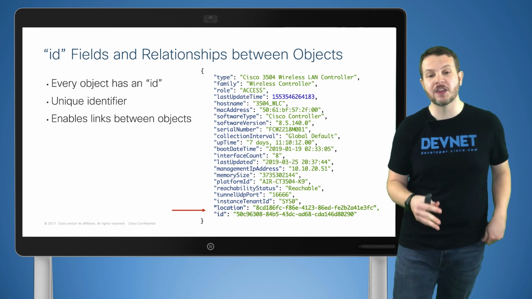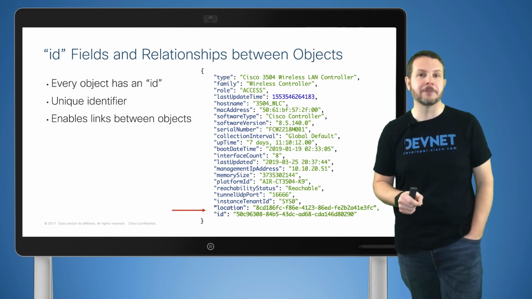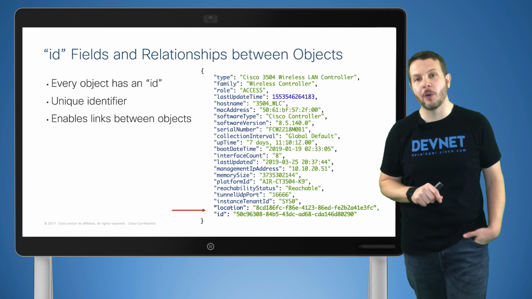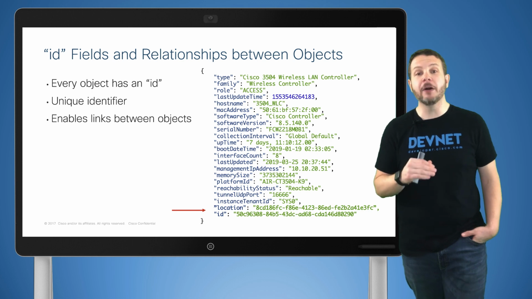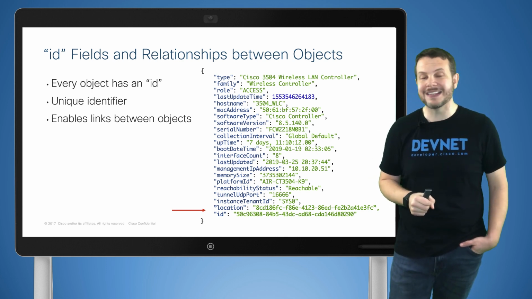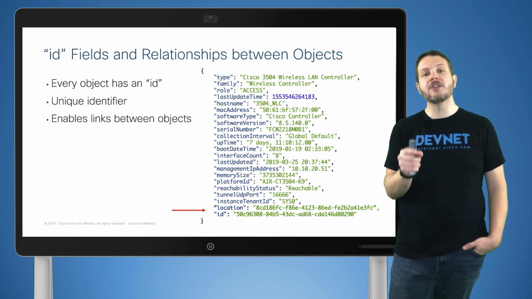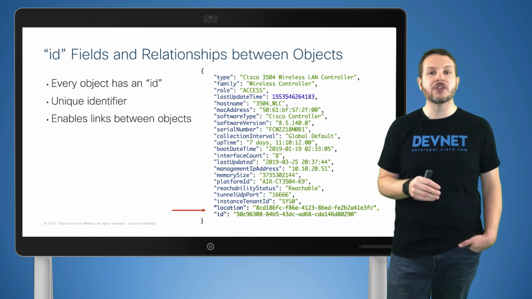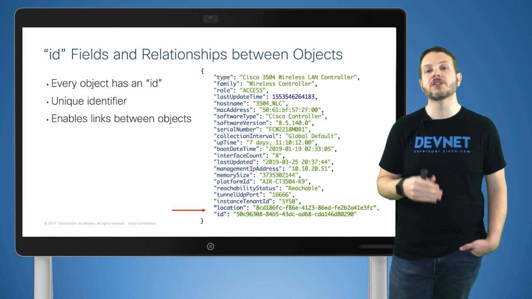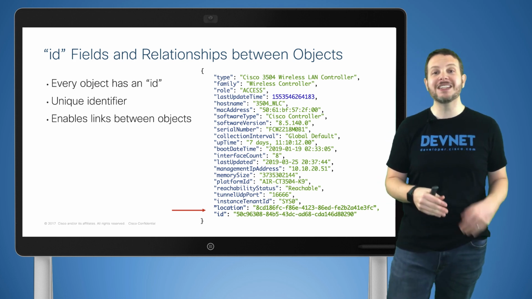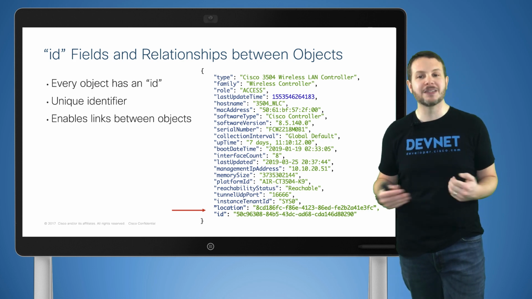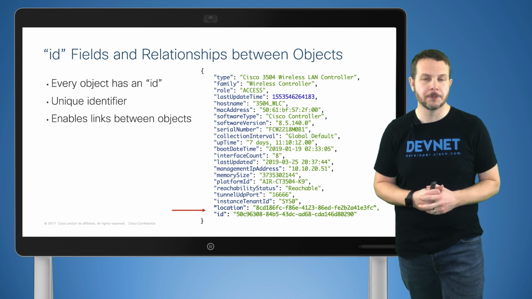For example, here in our slide, we see an ID field at the bottom. That's the ID for this very specific 3504 wireless LAN controller. Right above that, we see a location field. The value of that location is actually the unique identifier for a network location. This allows us to know where this specific wireless LAN controller lives across our different environments. And you'll see this same relationship of different IDs used across objects to build these relationships as they go through.